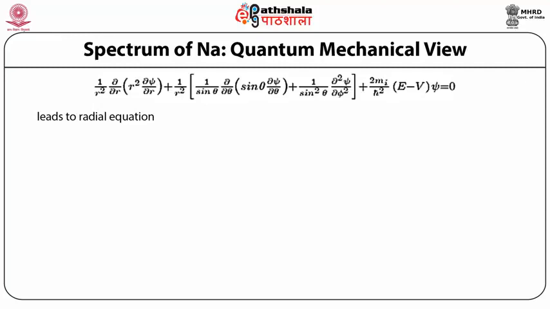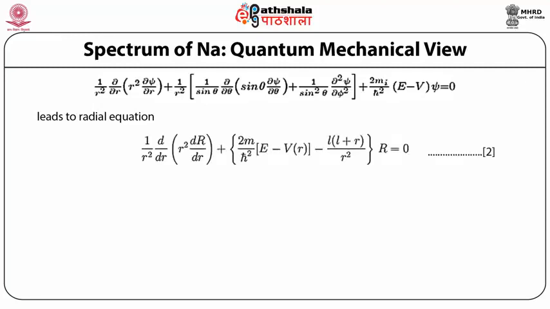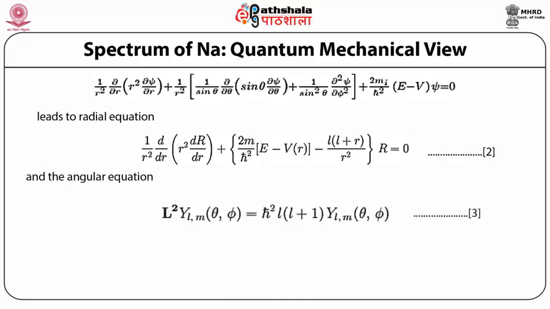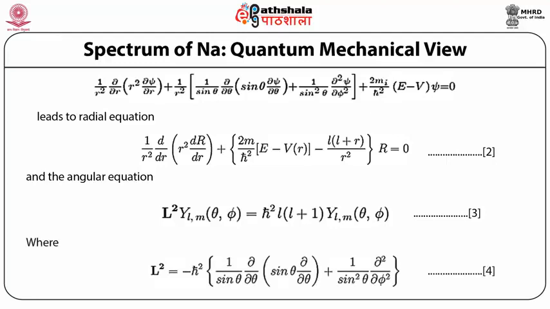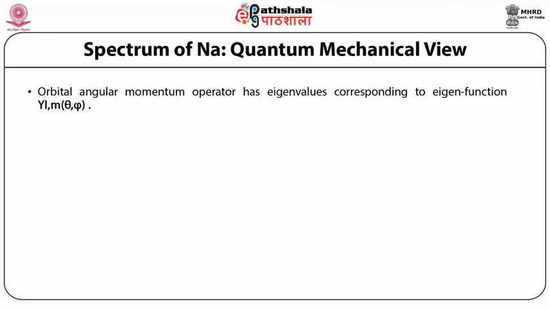This leads to the radial equation (1/r²) d/dr (r² dR/dr) + (2m/ħ²)[E − V(r) − L(L+1)ħ²/(2mr²)]R = 0, and the angular equation L²Y_lm(θ,φ) = ħ² l(l+1) Y_lm(θ,φ), where L² = −ħ²[(1/sinθ) ∂/∂θ (sinθ ∂/∂θ) + (1/sin²θ) ∂²/∂φ²]. The orbital angular momentum operator has eigenvalues corresponding to the eigenfunction Y_lm(θ,φ).